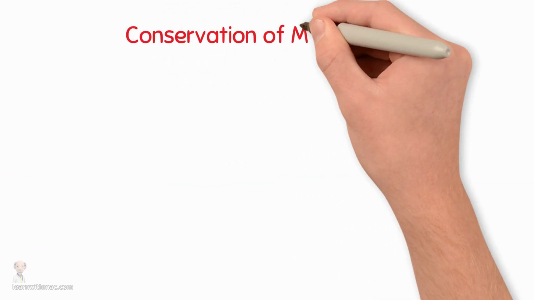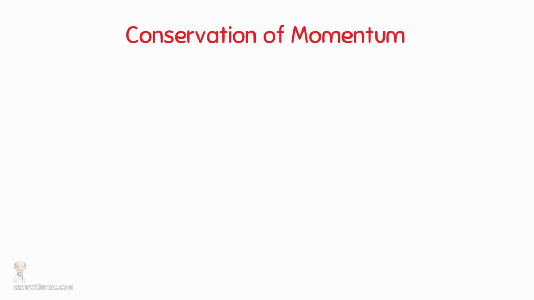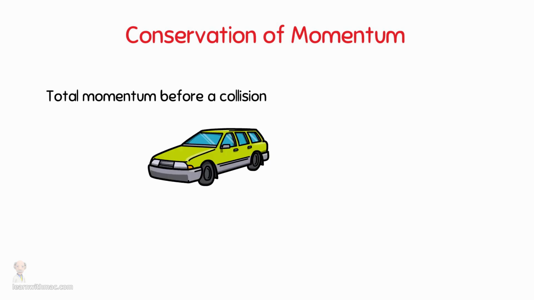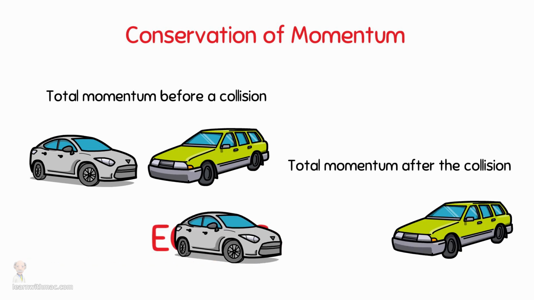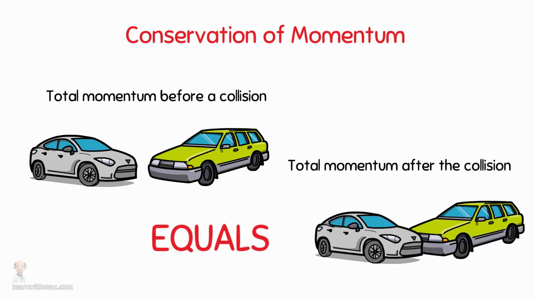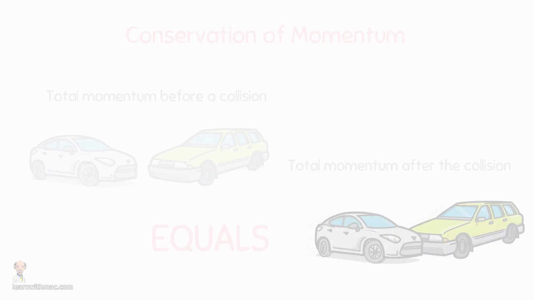A powerful concept is the conservation of momentum. This says that the total momentum before a collision equals the total momentum after the collision. This allows us to do some amazing calculations to predict the motion of objects after a collision. Let's have a look at an example of this in action.